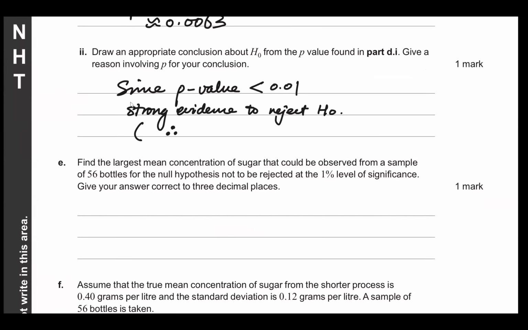Optional: therefore, the mean sugar level is believed higher than the original. Okay? This is an optional conclusion in the context of the question.